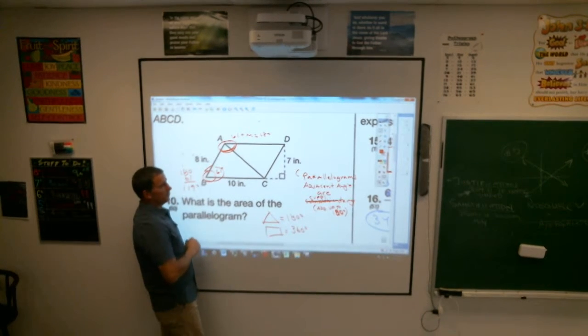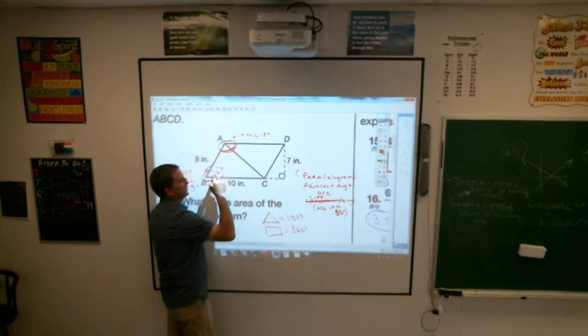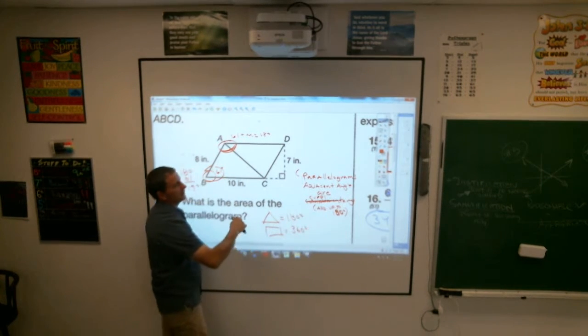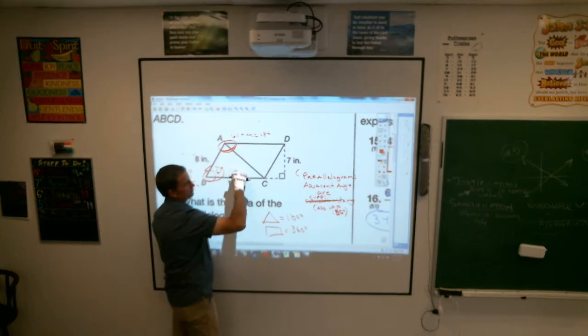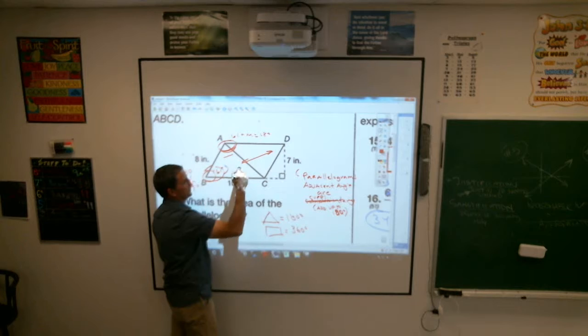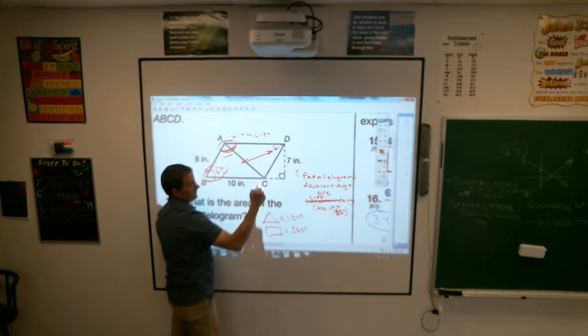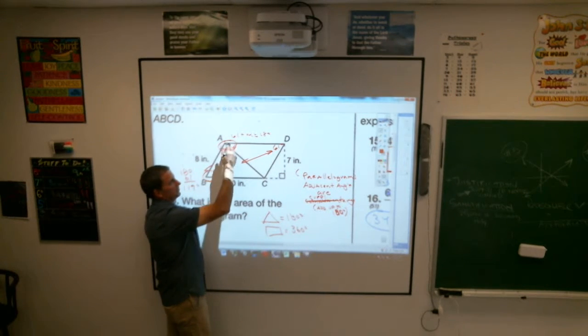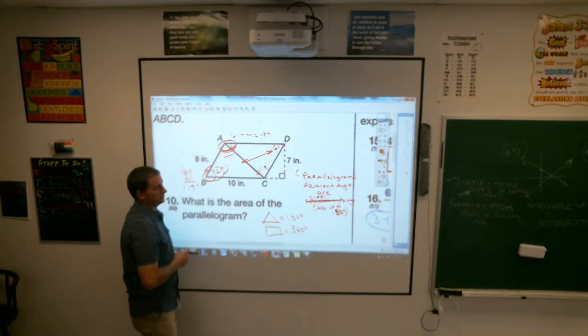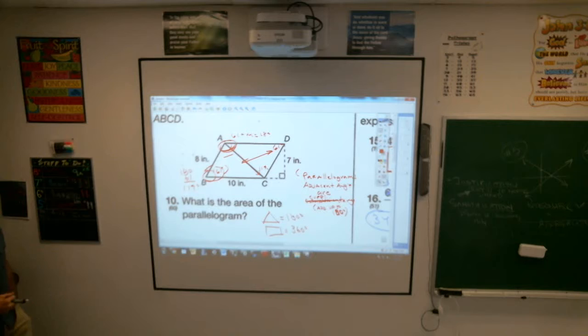Oh, which would mean this in case they ask. Adjacent angles are supplementary. Vertical or opposite angles are equal to each other. If this is 61 degrees, if it's a parallelogram, this would be 61 degrees. This would be 119 degrees, that would be 119 degrees. Just write that down. Area of the parallelogram, do we have to do that?